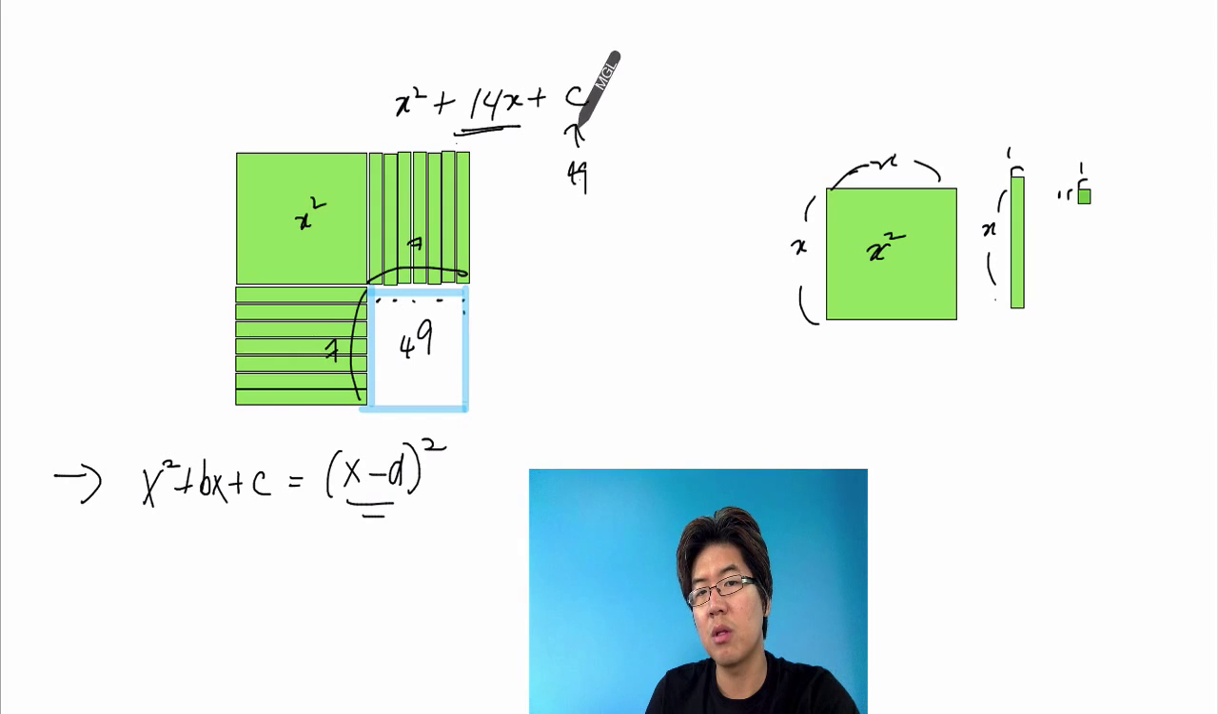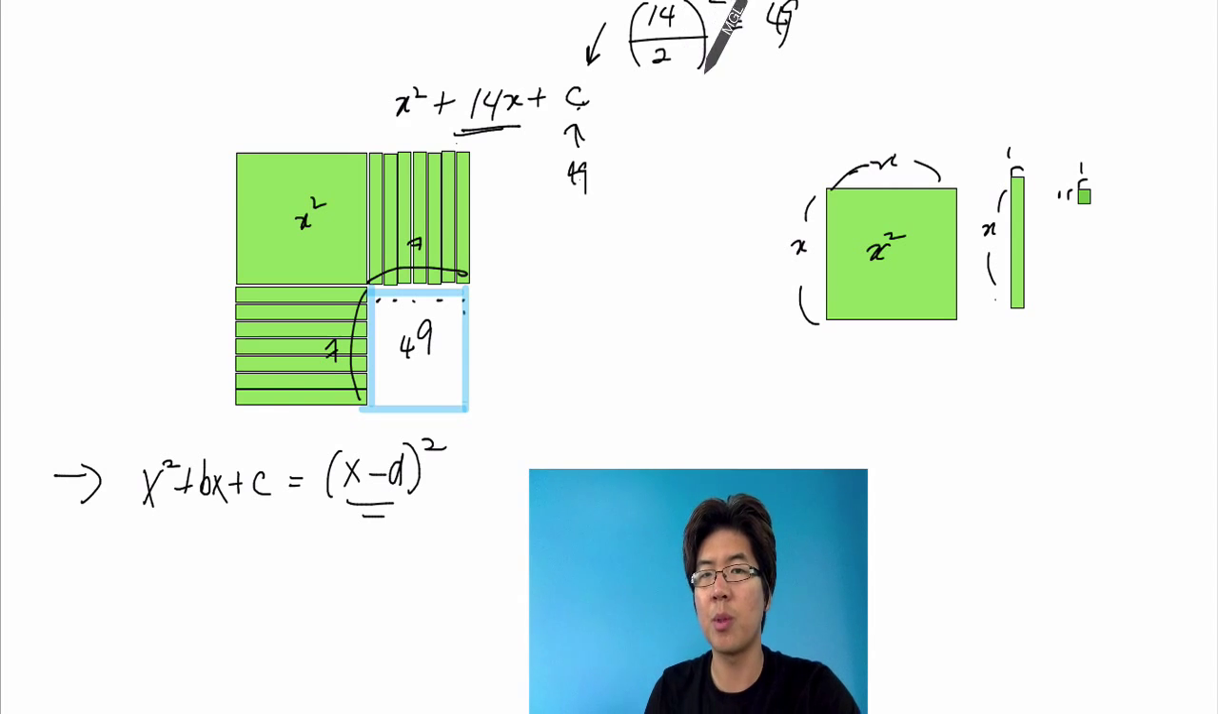And recall the quick formula, if you haven't seen this: just get this number in the middle and divide that by 2, and then all we have to do is square it to get this value C. So that's a quick formula for it.